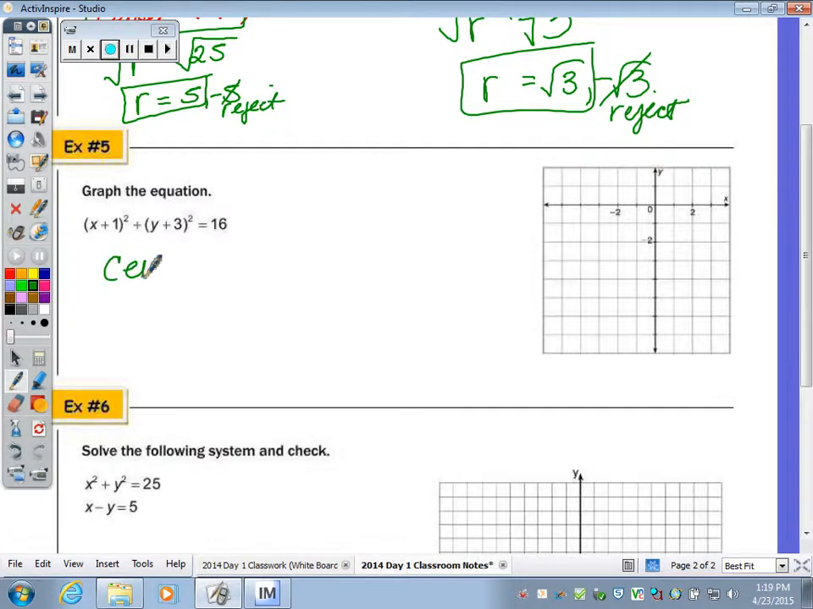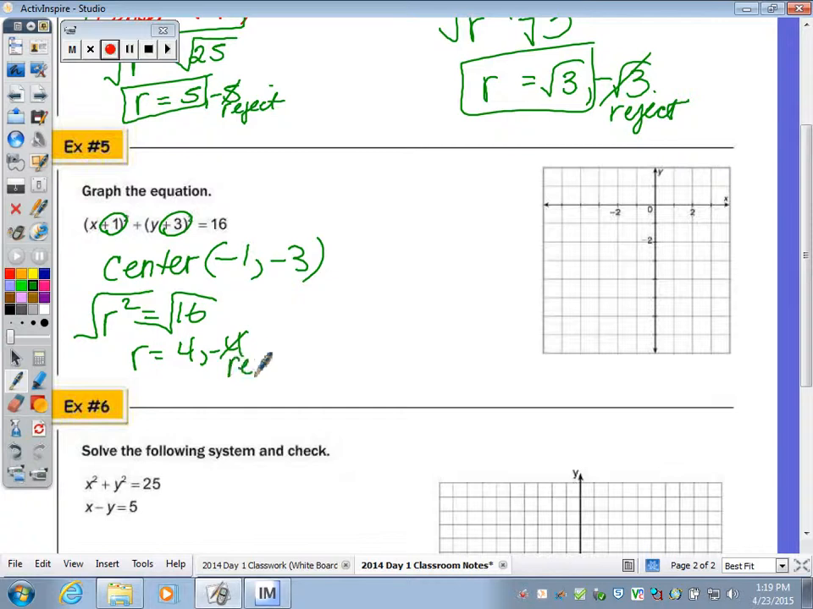So my center, again, the opposite of positive 1, -1, opposite of a positive 3, -3. And then the radius, it's a short answer question, so I have to show the work. Radius is 4. So -1, -3. Again, using the radius, plot your 4 points. Up 4, down 4, left 4, right 4. And then again, you can sketch it. Or use your compass. I'll use my compass on.